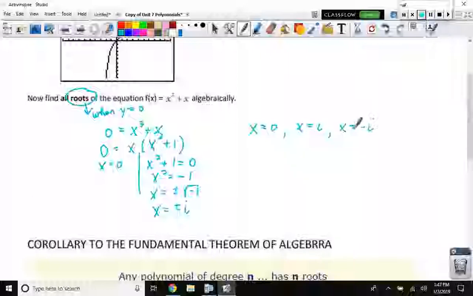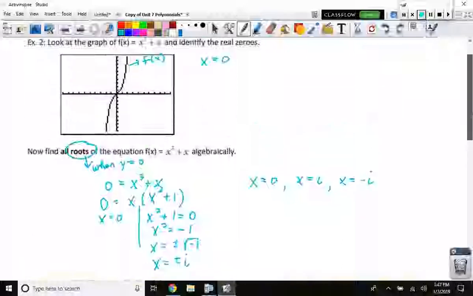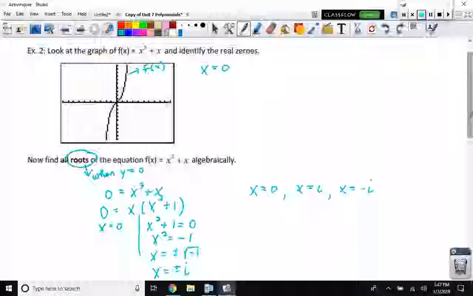That's a little bit of an issue for me, correct? So what does that tell me about the graphs? The graphs are only helpful if I'm looking for what? Real solutions, right? Because I'm graphing in the real number system, all right? So the graph is not going to help me find those imaginary solutions. I'm going to have to do that algebraically. I have no other option. Are you guys with me?